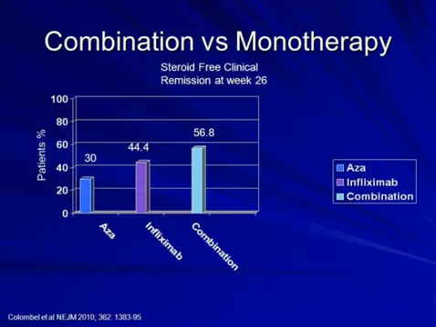So the third question is combination versus monotherapy. Should patients be treated with both an immunomodulator and a biologic at the same time, or should they really just get one or the other? These are results from a recent multi-center study that compared the efficacy of infliximab plus azathioprine to each of these drugs alone. And as you can see, combination therapy clearly did better. Concerns in this situation also remain, however, regarding increased potential risk of infection, as well as, as I mentioned before, hepatosplenic T-cell lymphoma with combination therapy. So clearly, ultimately the decision has to be an individualized assessment of benefit and risk.